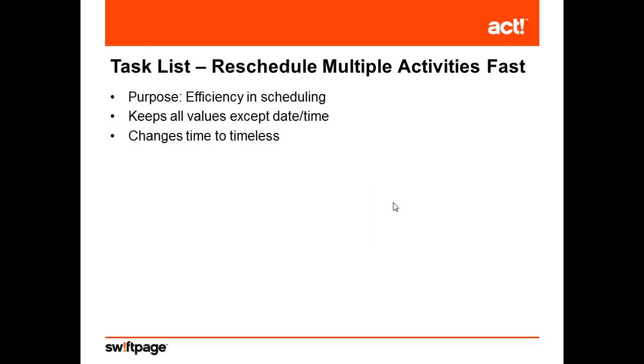And one thing to note is that rescheduled tasks get changed to timeless. If you have a call that was scheduled for 2 p.m. yesterday and you didn't make that call, safe assumption is that it doesn't need to be on 2 p.m. on whatever day you're going to reschedule it for. So in order to not cause scheduling conflicts, any activities that are rescheduled in a batch will be set as timeless.